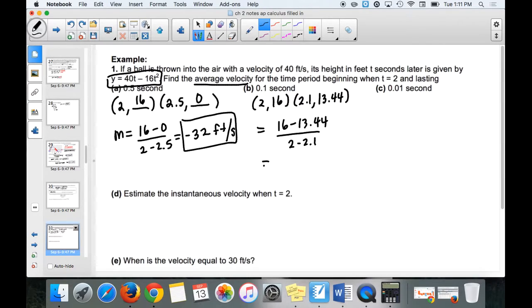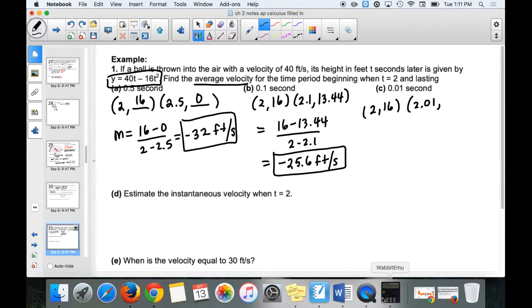All right, so what did we get? Ian, what did you have? For B, yes. Negative 25.6 feet per second. Negative 25.6, and that came out nice and even like that? Yeah. All right, thank you. Sorry, I caught you. You were busy doing the next one, I know. So 2 comma 16 and 2.01 comma, you can find that as well, 2.01.